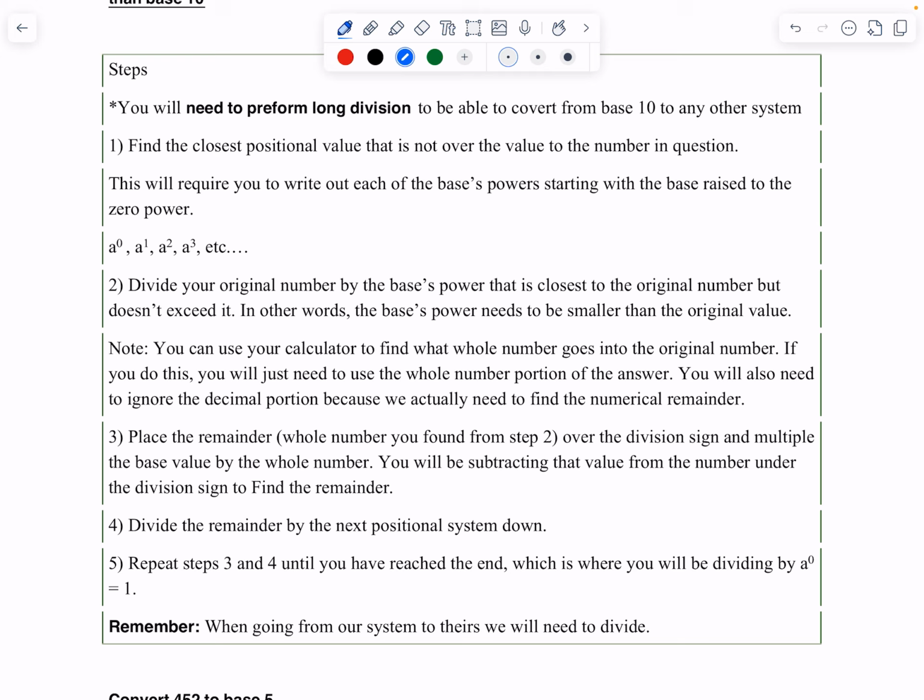What we're interested in doing is long division to figure out what the remainder is. By the way, this remainder cannot be a decimal value. It has to be a whole number. I'm going to show you a trick on how to get that. Then with that remainder, you're going to drop down to the next position and divide that number by the next position down. You're going to keep doing the same process over and over until you reach the base to the 0 power. Remember, anything raised to the 0 power is 1.